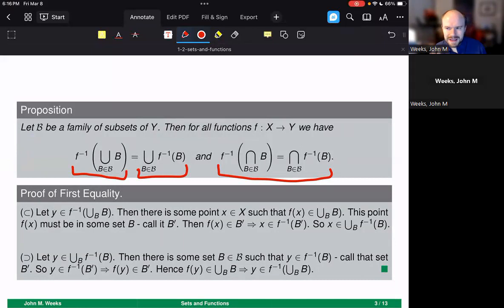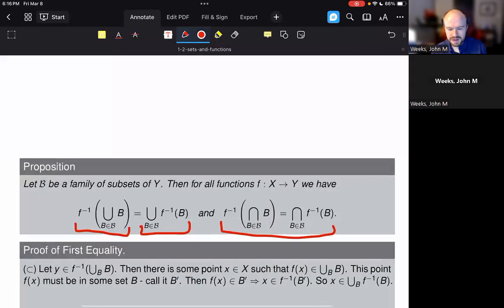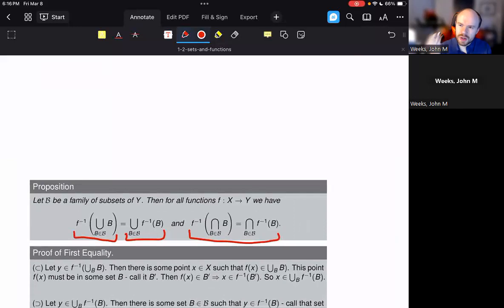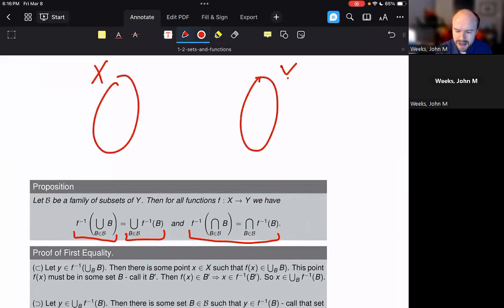Now, maybe it's a little bit tricky to see what these things are trying to say without some sort of picture to help us go through this. So one way that I usually try to picture functions is I take X and Y to be some sorts of sets inside of here. This is how I try and imagine what functions look like.